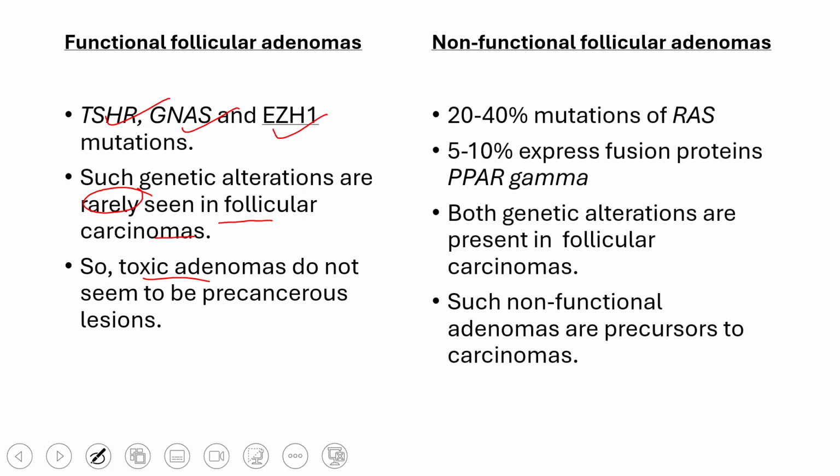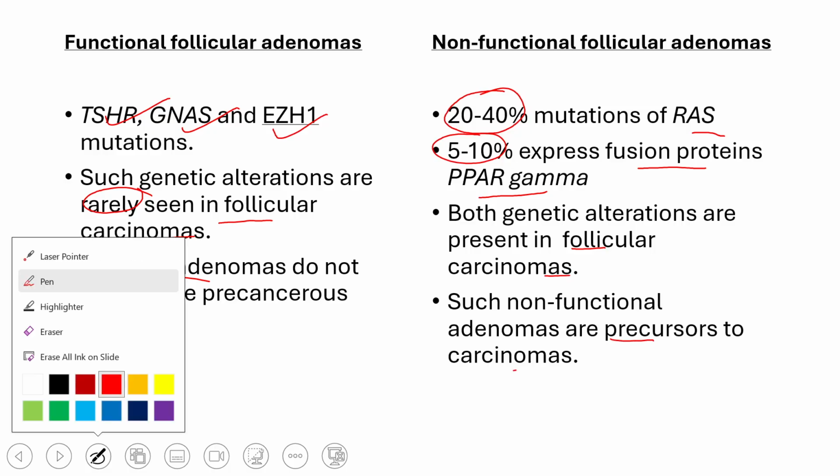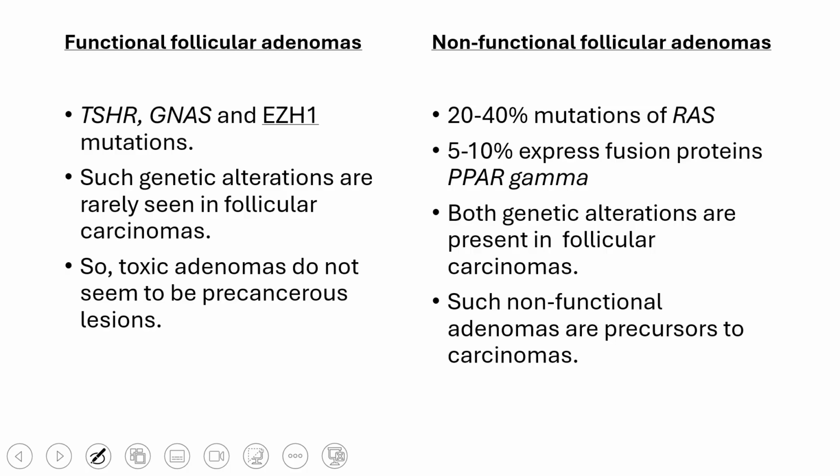But in case of non-functional adenomas, in about 20 to 40% there is mutation of the RAS gene, and in about 5 to 10% there is PPAR gamma mutation. There is the translocation and the formation of a fusion protein. Such types of gene alteration are very commonly present in follicular carcinoma. So these non-functional follicular adenomas can be called a precursor to follicular carcinomas. But functional follicular adenomas are very rarely malignant.